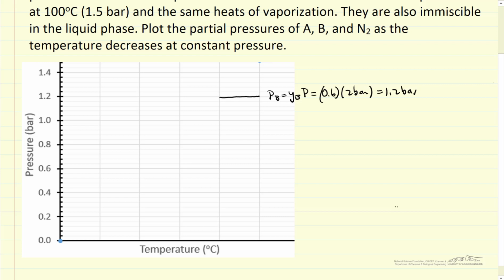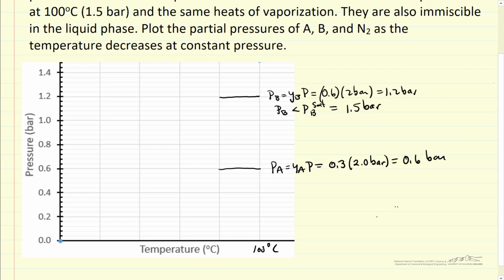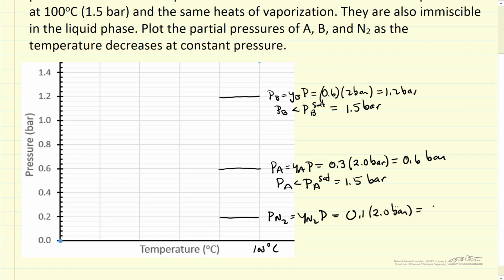Likewise, for A, the partial pressure is 0.6, and let me just pause and write. Now the other thing to point out is the pressure of B at this condition, where we start at 100 degrees C. Pressure B is less than the saturation pressure of B, which is 1.5 bar. Same thing is true for A. And then the pressure of nitrogen is here. Again, mole fraction of nitrogen times the total pressure, and the mole fraction is 0.1 times 2 bar. So the partial pressure when we started, for nitrogen, is 0.2 bar.